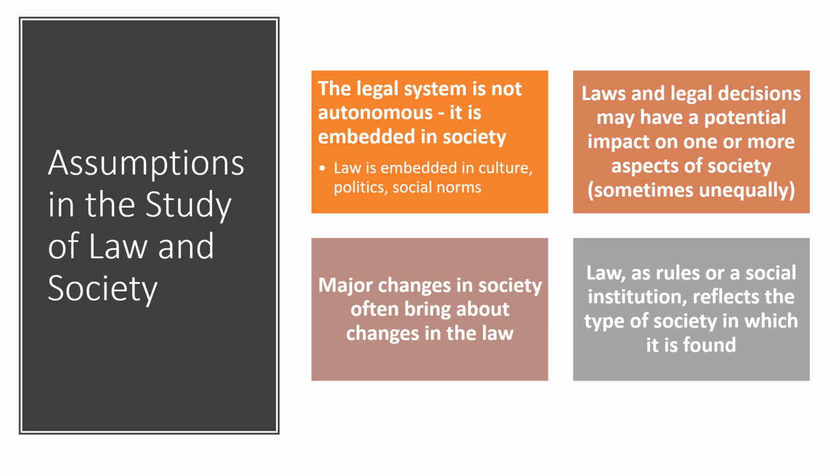Now, lastly, law reflects society, right? Law, as rules or social institutions, reflects the type of society in which it's found. Now, for example, I'm going to go way back. In feudal societies, laws emphasized land ownership and hierarchical obligations such as serfdom or fealty. Now, this reflected the agrarian and class-based structure of these societies.